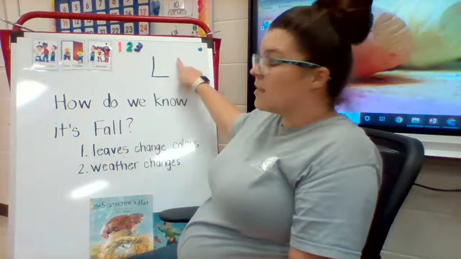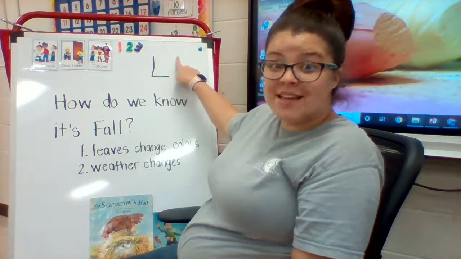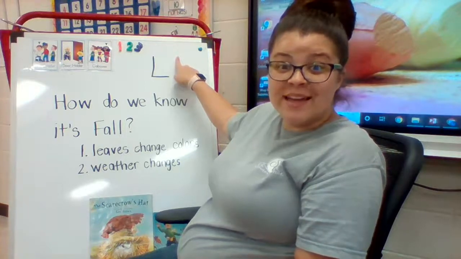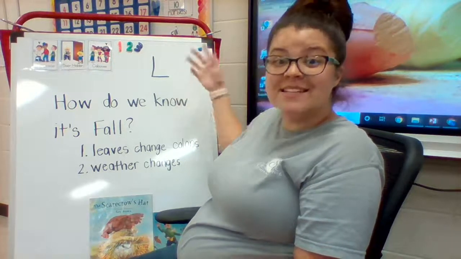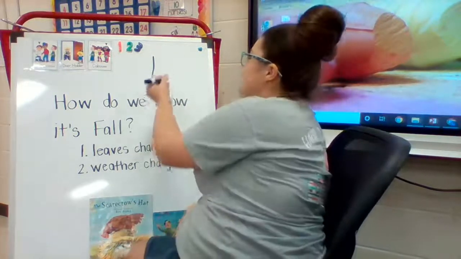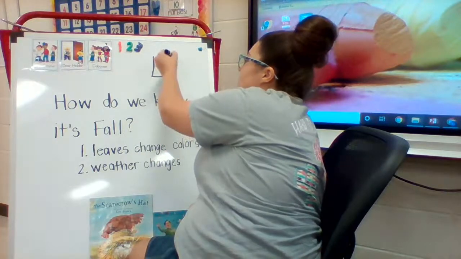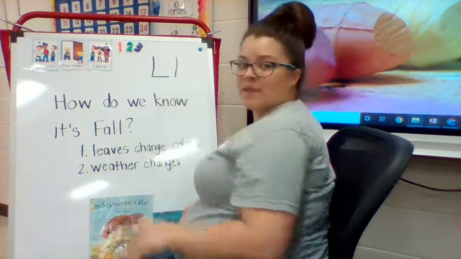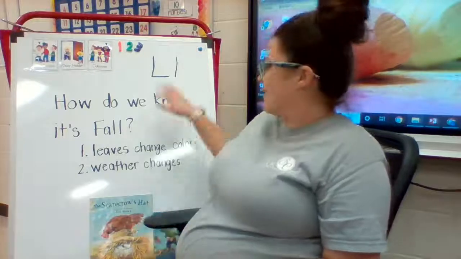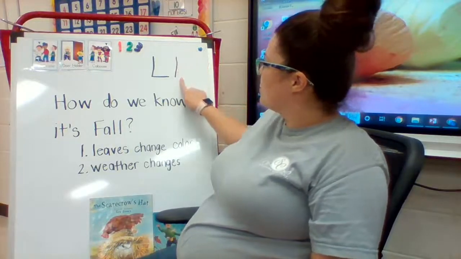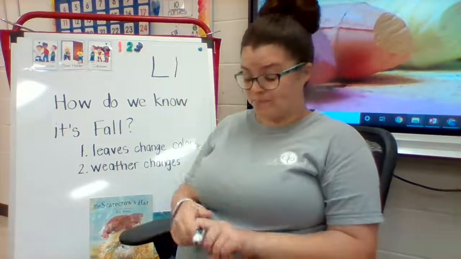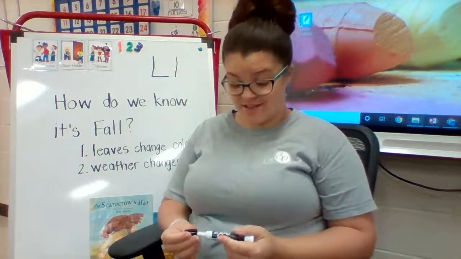Now let's write our lowercase l. Lowercase l is so simple. You just pull down because it is a straight line. So fingers up, pull down. Now I wrote that a little crooked, but it's okay. All right, so you just pull down with a straight line. And that is our letter L.